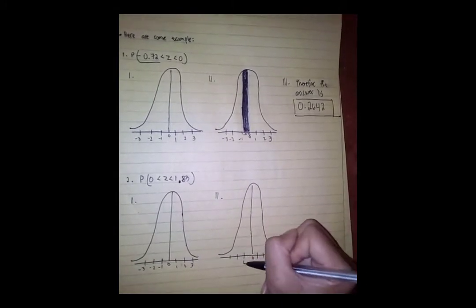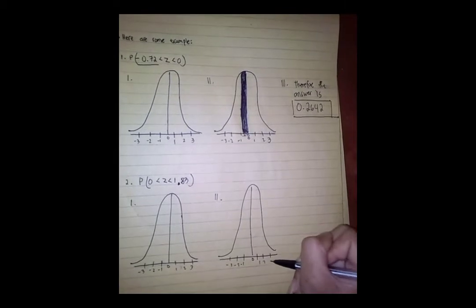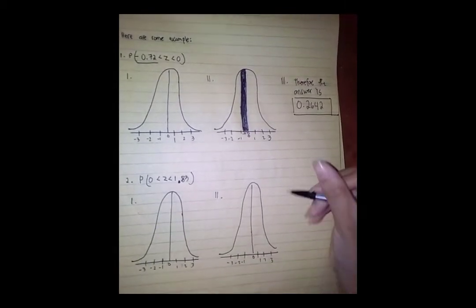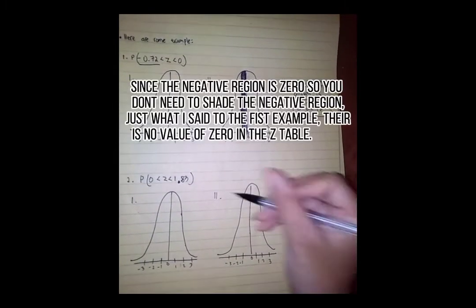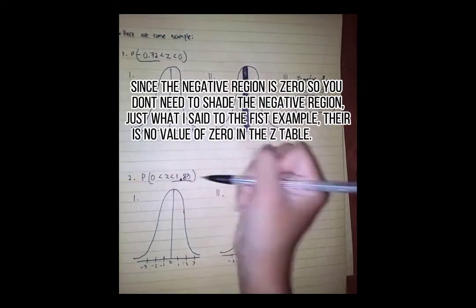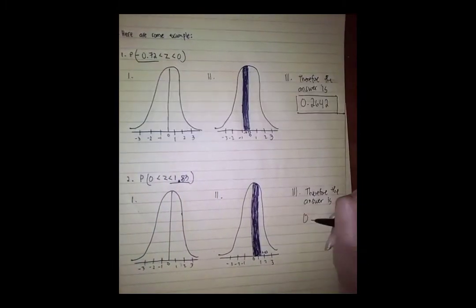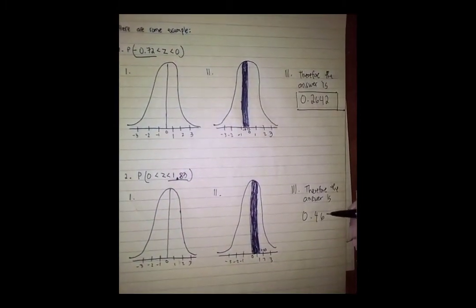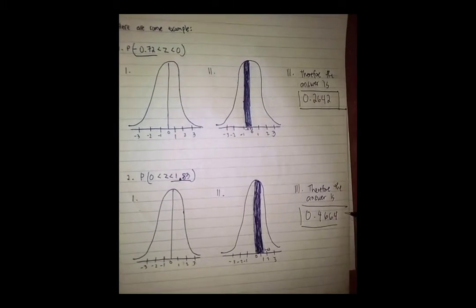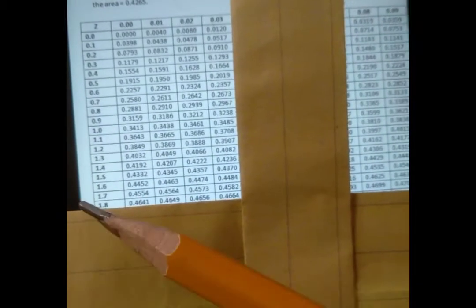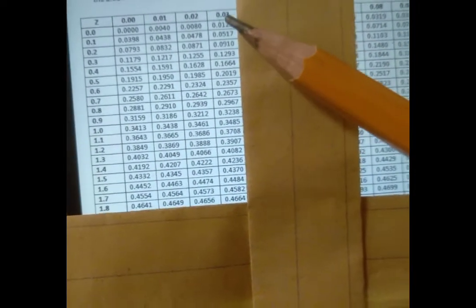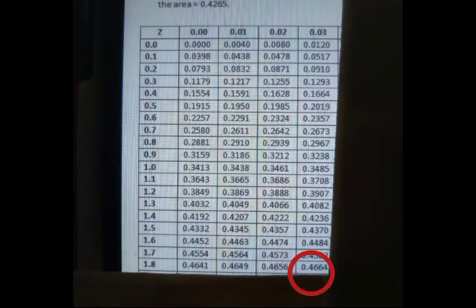The given problem of example number 2 is the probability of 0 less than z less than 1.83. So, let's proceed to the second step. You will shade the appropriate region of the positive side, which is the 1.83. So, the answer is 0.4664, because under the 1.8 and 0.03 is 0.4664.